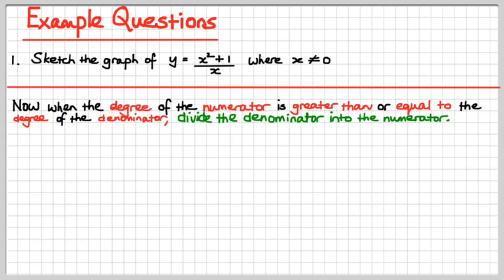There's a little rule that you follow, and that is that when the degree of the numerator, I mean the highest power of x, in this case 2, is greater than or equal to the degree of the denominator, in this case 1, you must divide the denominator into the numerator to make any sense out of it for graph drawing purposes.